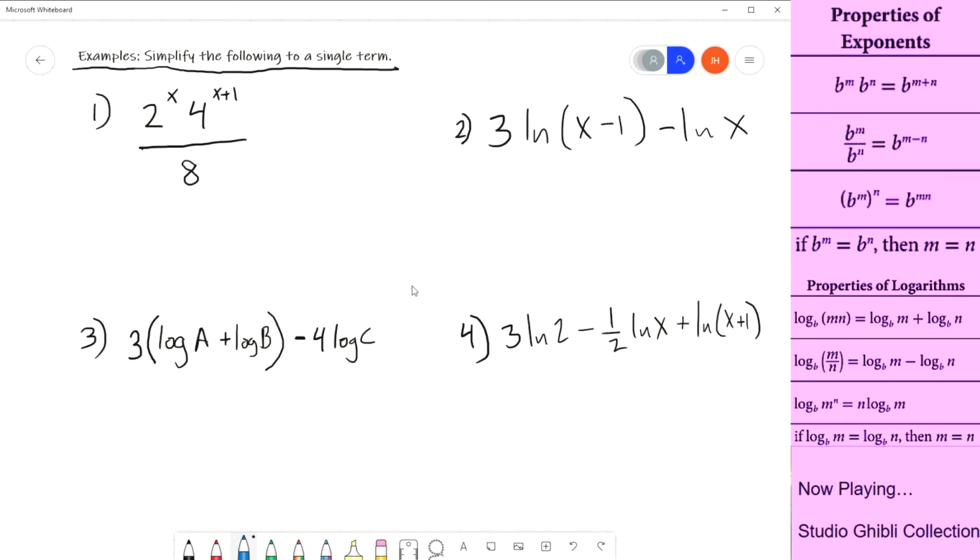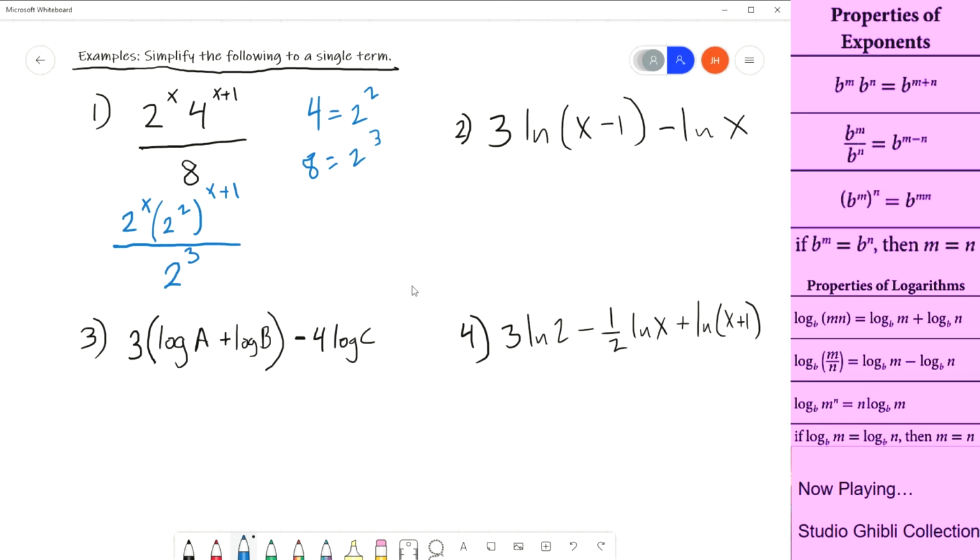So I'm trying to simplify this expression into a single term. In order to do that with these exponentials, I want everything to be the same base. That way I can use my properties of exponents. So I noticed that this one is base 2, this one's base 4, and this one is base 8. Well, I know that 4 is equal to 2 squared, and 8 is 2 to the third. So what I'm going to do is I'm going to replace those with that. So I would have 2 to the x times 2 squared being raised to the power of x plus 1 all over 2 to the third.